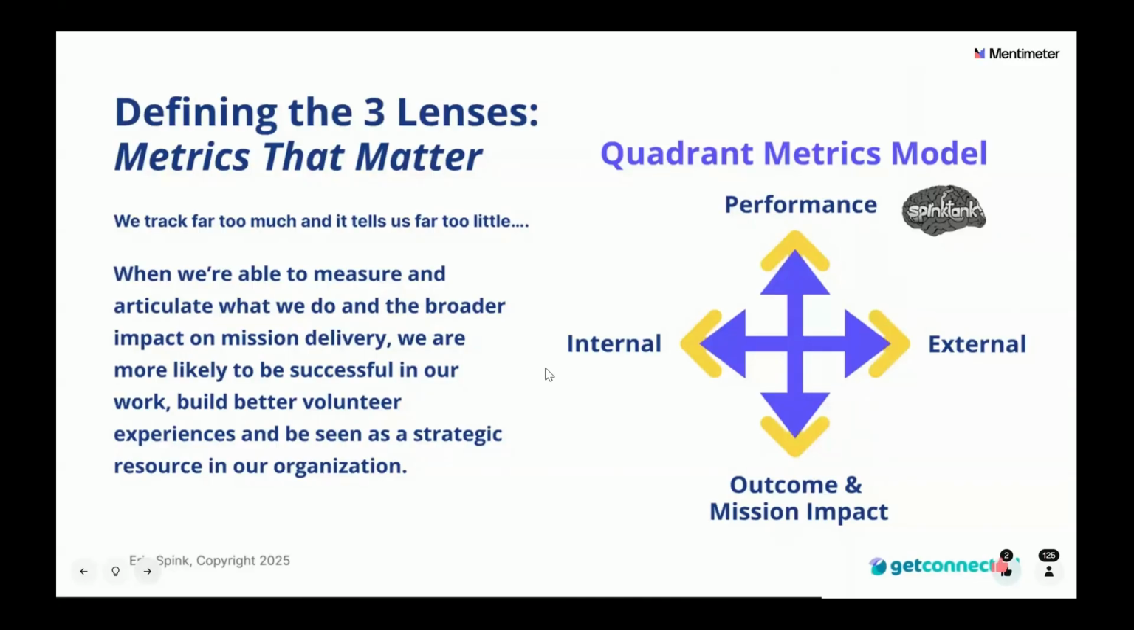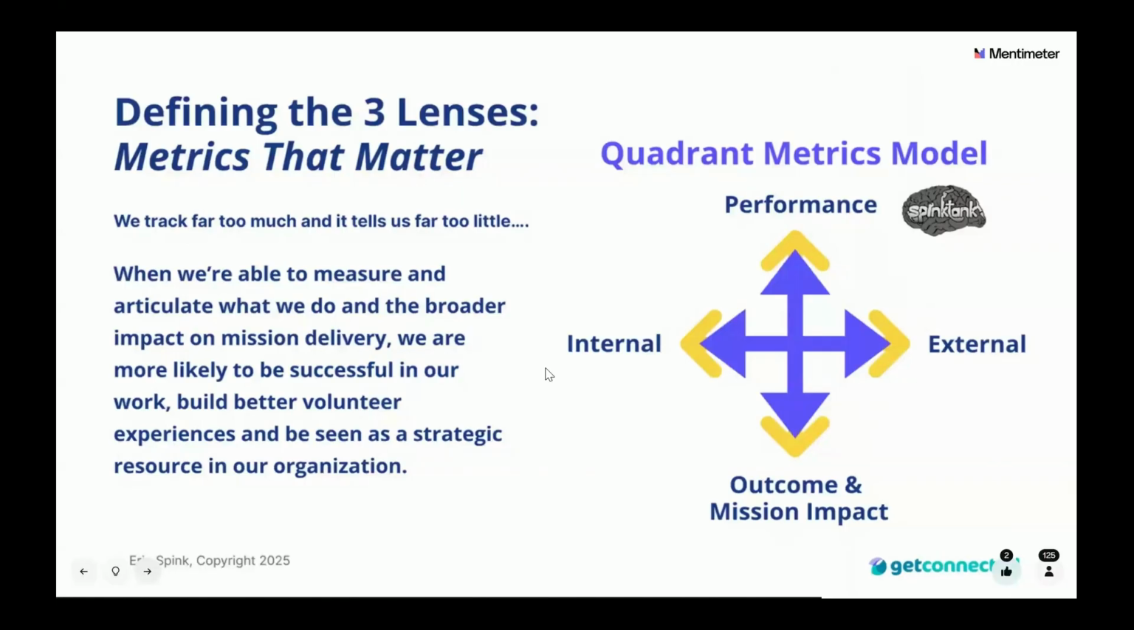So 2 squares, 2 squares. And on one level is internal performance and external performance. And at the other level is internal outcome and mission impact and external outcome and mission impact. So what do I mean by performance?